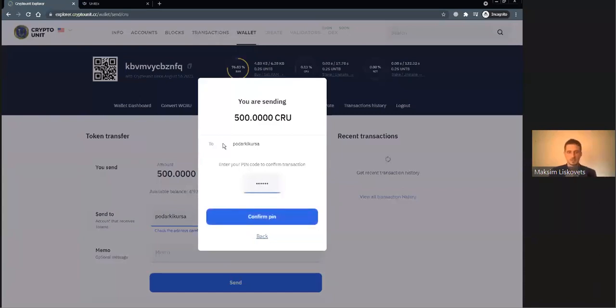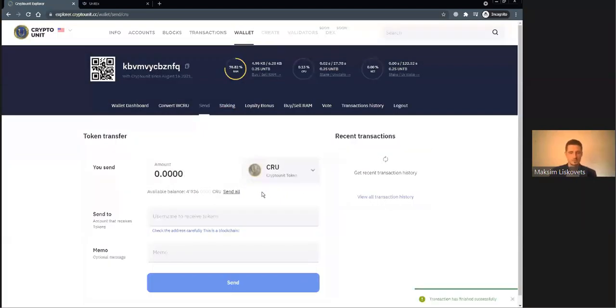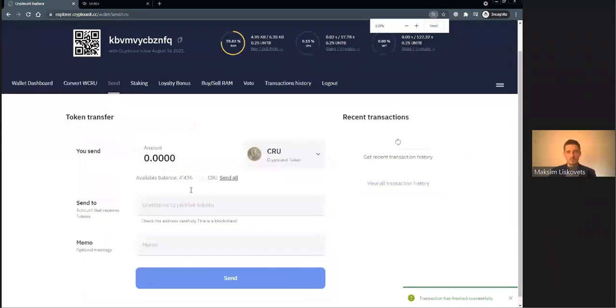We input the PIN code. We see whom we're sending the tokens to. We confirm the sending. And the sending has been completed, and we see that our available balance has changed. And now it says 4,436 available CRUs.